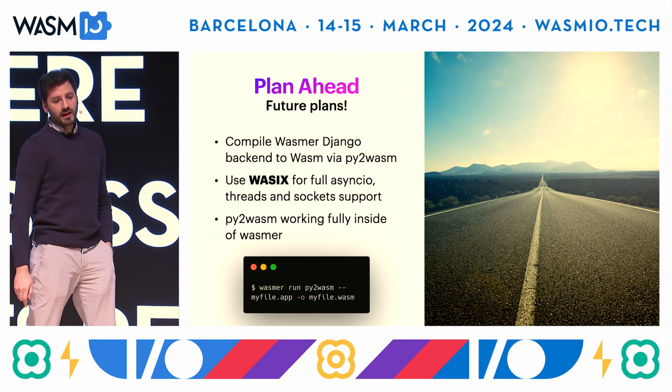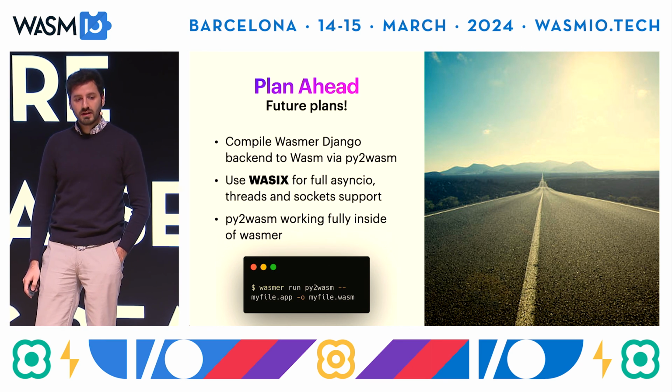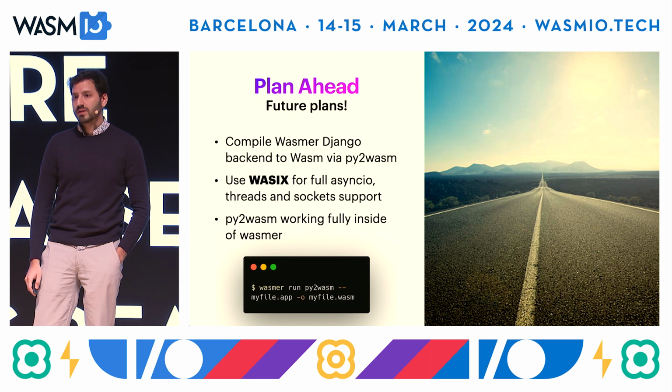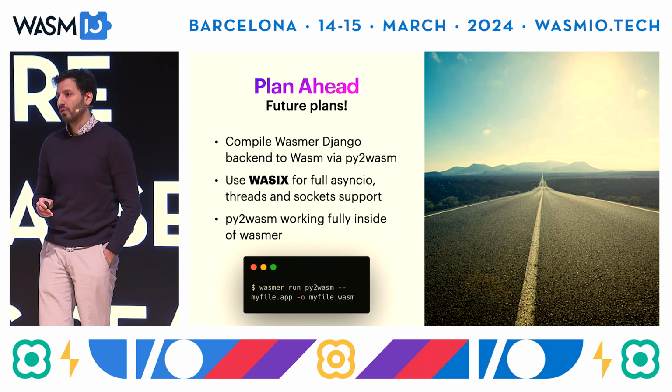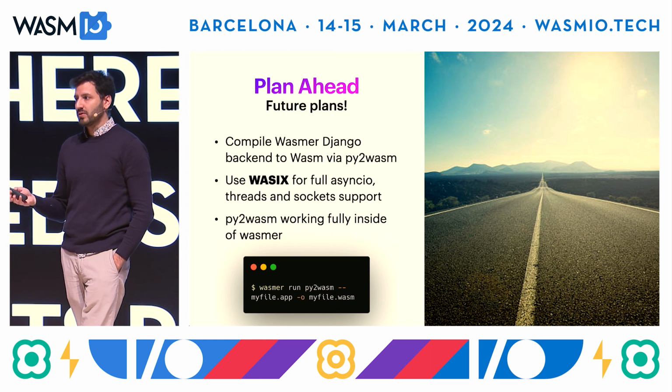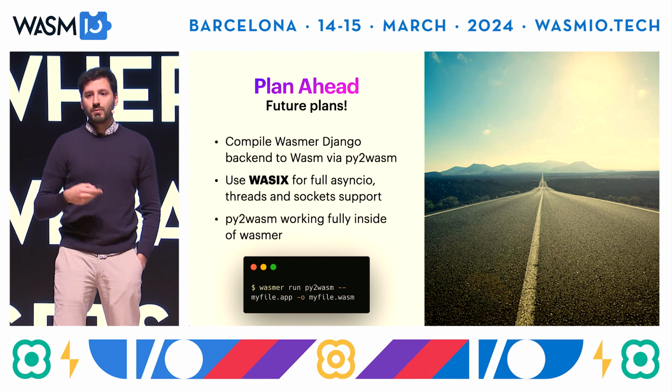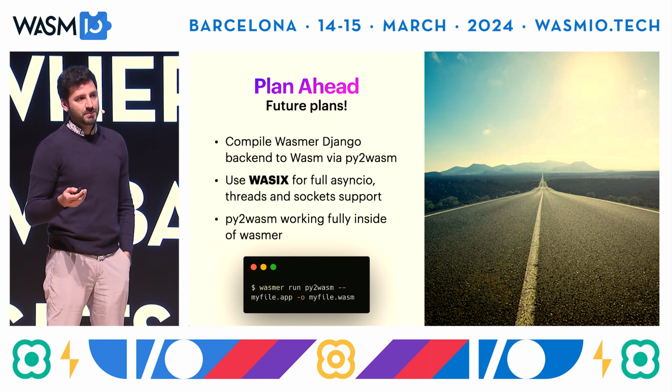On one front, we want to compile our Wasmer Django backend into WebAssembly via Py-to-Wasm. The cool thing is we don't need to make any modifications whatsoever to our code. Basically, by using Py-to-Wasm, we will be able to run our backend at 3x the speed that we used to run it.